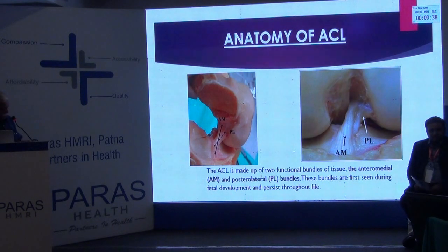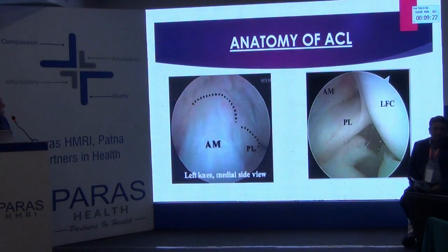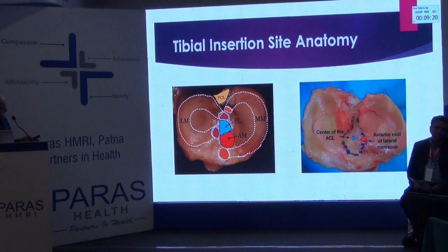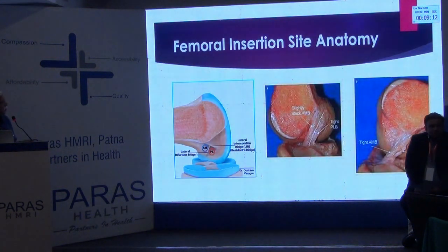So we all know the anatomy of the ACL from the work of Freddie Fu, that it has two bundles, the AM and the PL bundle, and they have a reciprocal action in the sense that the AM bundle acts mainly in flexion and the posterolateral bundle acts mainly in extension and provides rotatory stability. These are the footprints on the femoral and tibial side, and we try to recreate the anatomy as you could see in the live surgery today.